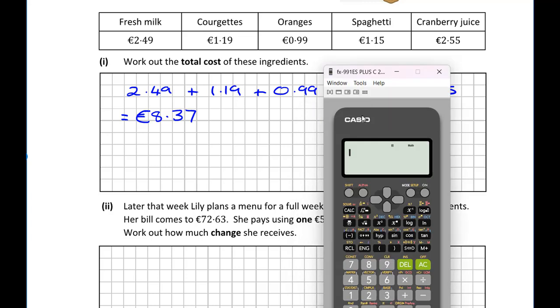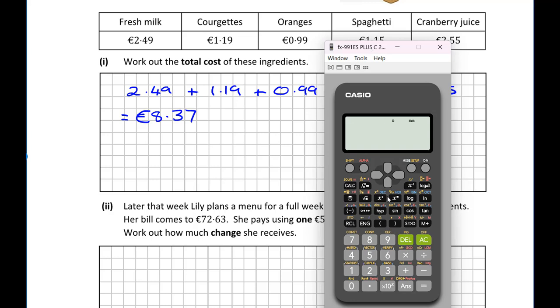Double check on your calculator. So we'll do that one more time, but this time on this. So it's going to be 2.49 plus 1.19 plus 0.99 plus 1.15. Sometimes we can make a mistake on the calculator, so it's good to have the estimate from your head. There you are, 837 over 100, or 8.37, so we're fine.